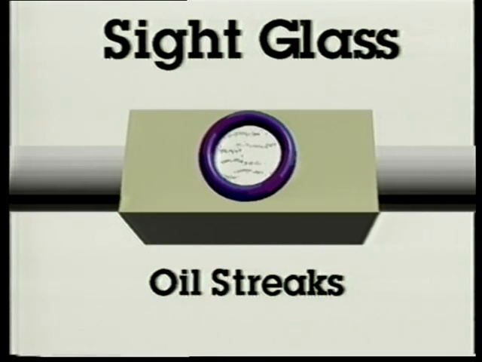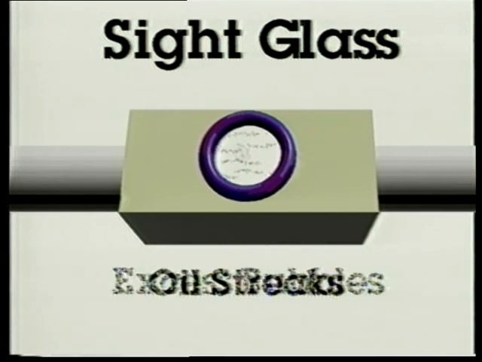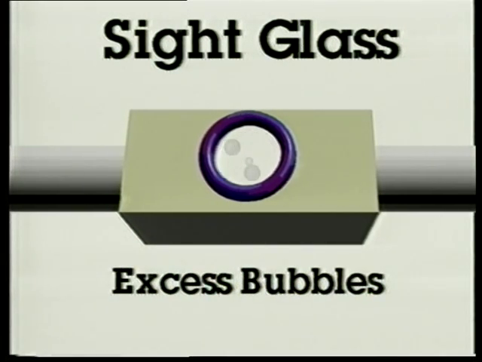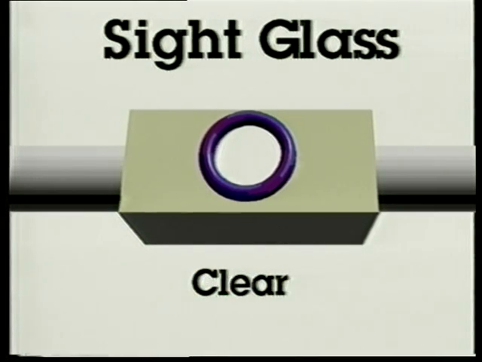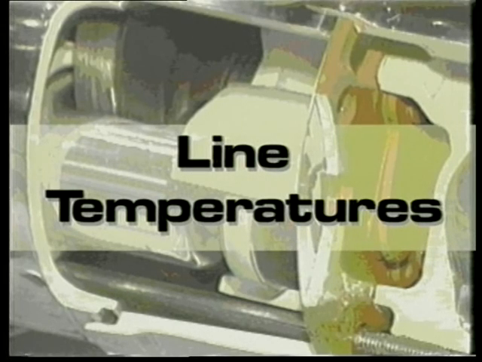Oil streaks could mean excess oil has been added or could point to a low refrigerant charge. Excess bubbles or foam in the sight glass may indicate a low charge or air in the system. A clear sight glass either means the system has the correct refrigerant charge or it means the system is completely empty.